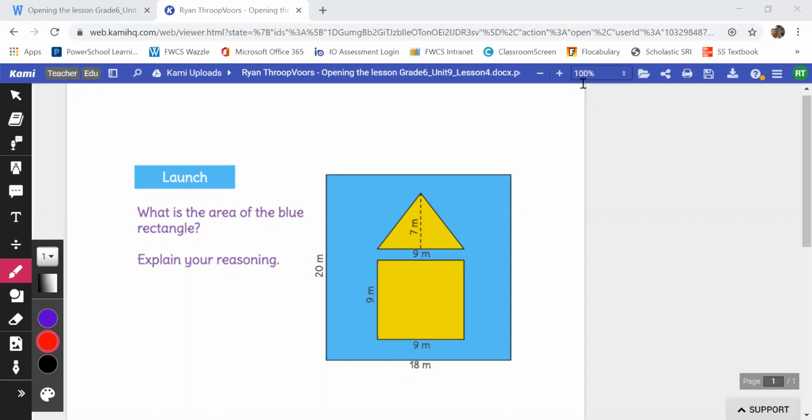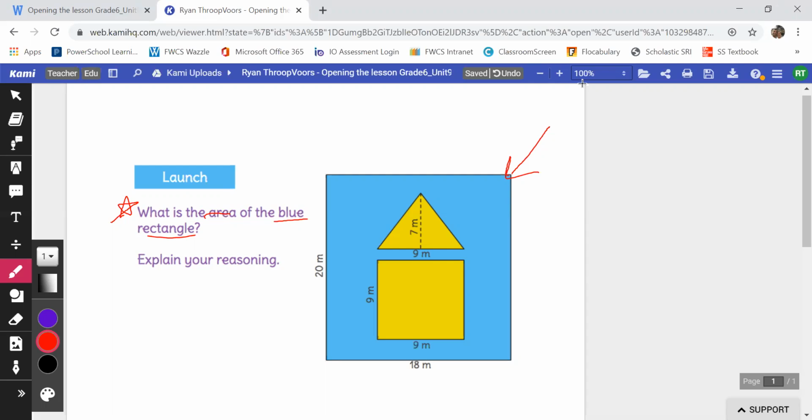Today we are working on finding the area of complex shapes. So as you can see right here, we're going to start out with just this simple problem that says, what is the area of the blue rectangle? So as we take a look at this, here is our blue rectangle, and we have some empty space here in our blue rectangle. And so this is a little bit of a complex problem because we have to kind of backwards think here and think about I'm not calculating just the area of this square.